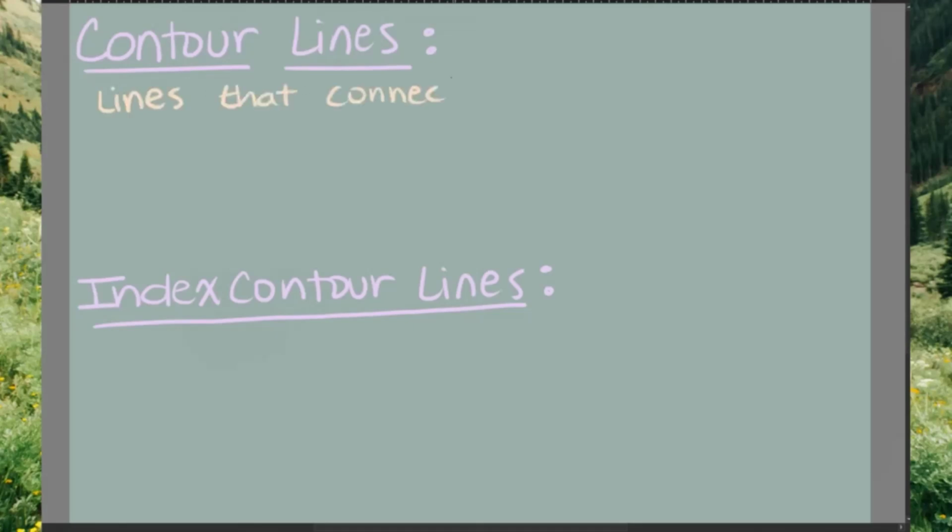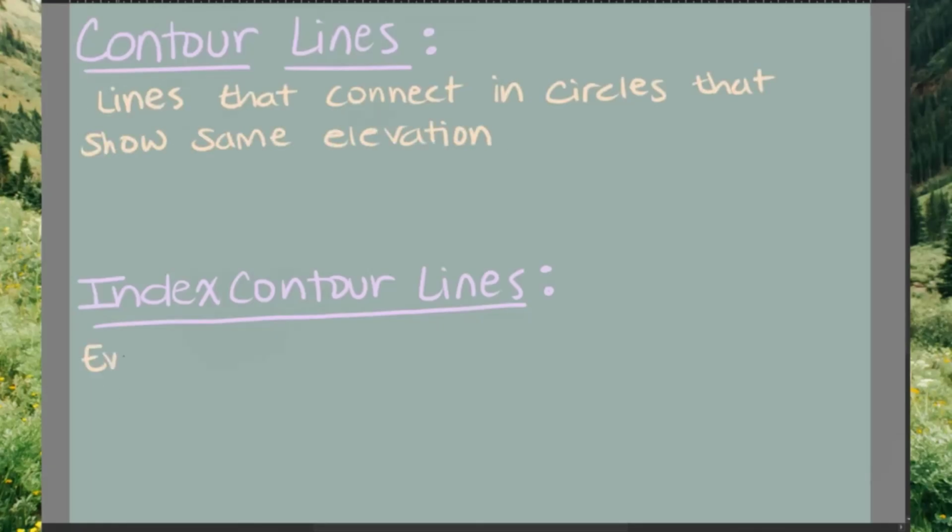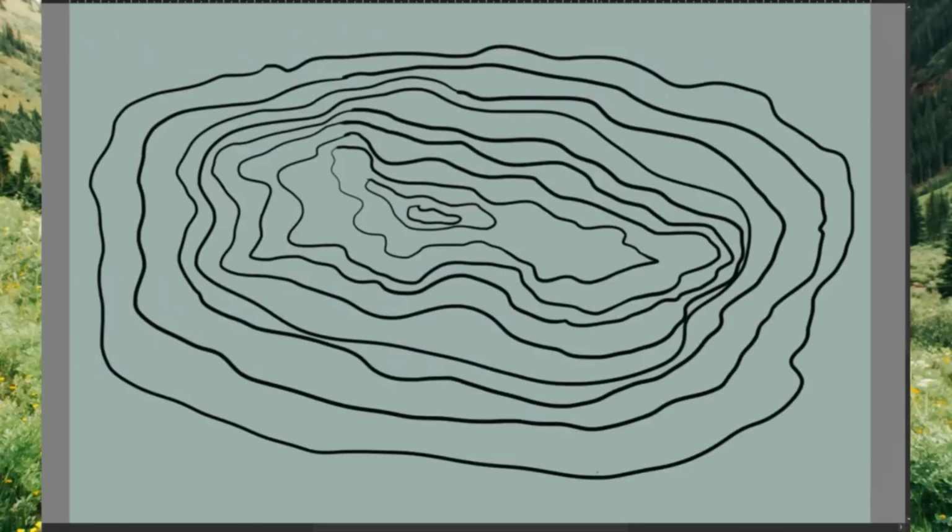So along with contour lines, we have something called index contour lines. It's still the same idea, but the index contour lines give us a little more information. For example, contour lines really only show us the same elevation. Index contour lines give us a specific height elevation. This means that we can actually calculate the different heights per contour line. On this map, let's say that I take one line and label it 100 meters and another line and label it 500 meters. These lines that are labeled with the 100 and 500 respectively are called index contour lines.